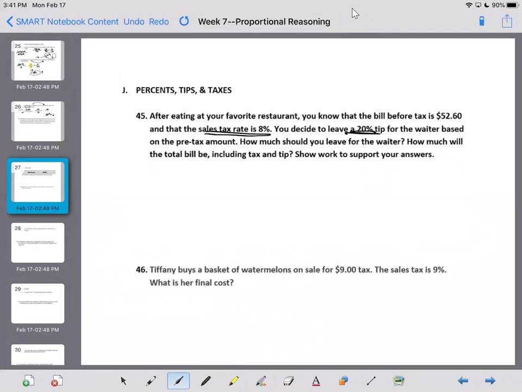All right, so we know that we've got $52.60. So one way to work this is we know that that's our total, and if we leave a tip, we just want to figure out 20% of that. So $52.60 multiplied by 2/10, and we get $10.52. So it said, you know what the bill is, the pre-tax, $52.60. So I'm just taking 20% of $52.60.